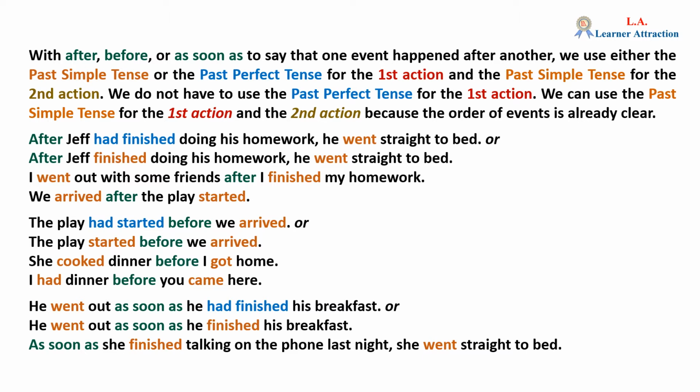With after, before, or as soon as, to say that one event happened after another, we use either the past simple tense or the past perfect tense for the first action, and the past simple tense for the second action. We do not have to use the past perfect tense for the first action. We can use the past simple tense for the first action and the second action because the order of events is already clear. For example, after Jeff had finished doing his homework, he went straight to bed. Or, after Jeff finished doing his homework, he went straight to bed.